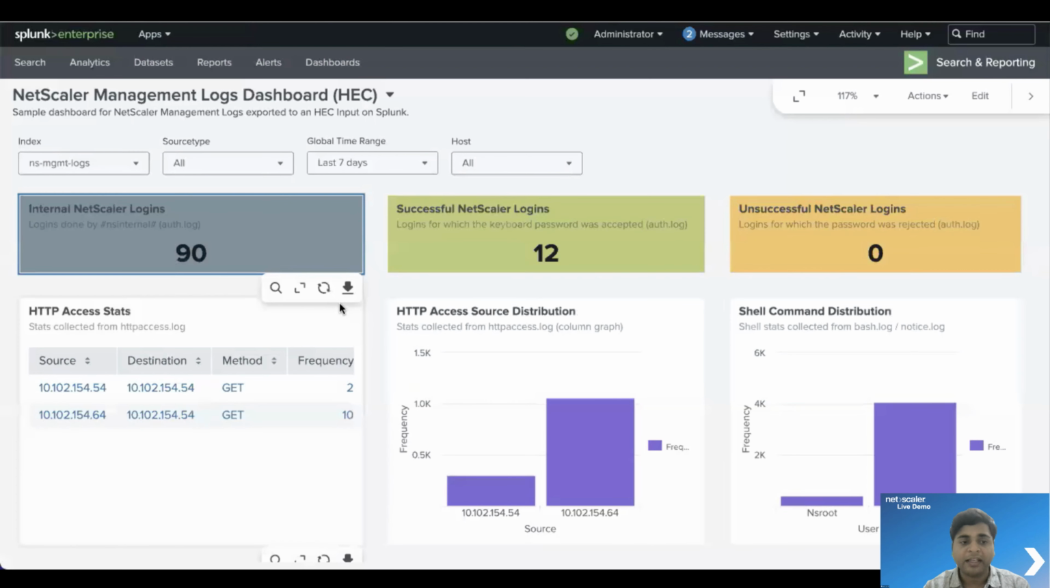And from a technical standpoint, where are those logs coming from? Are those logs going up and being collected in NetScaler Console and coming down from there, or are these logs coming directly from the NetScalers towards Splunk? Yeah, so this particular dashboard which I am highlighting is coming from the NetScaler.